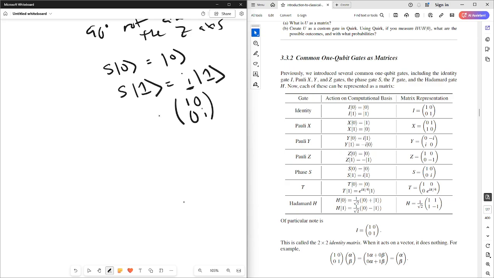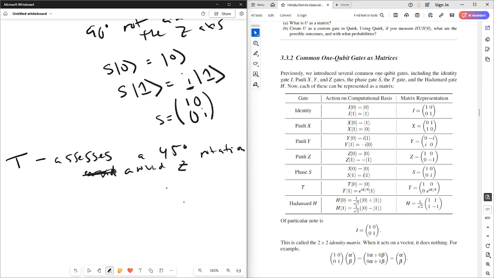So S. This is also known as the phase S. In terms of the T gate, this is another offspring of the Z gate. This assesses a 45-degree rotation around the Z-axis.